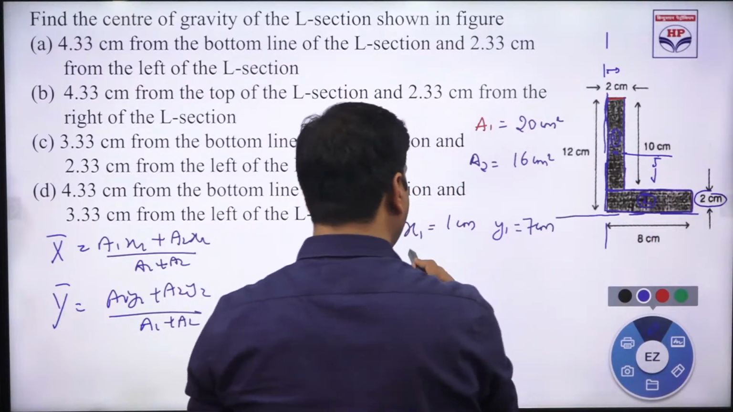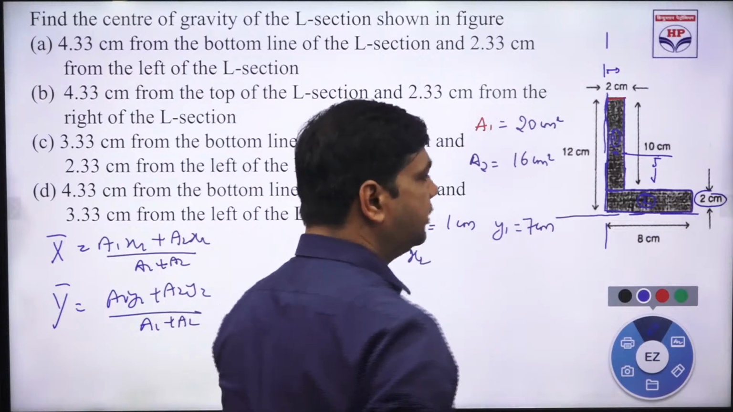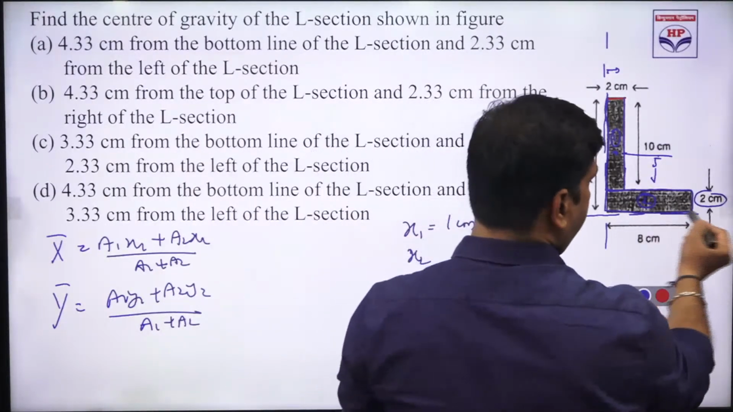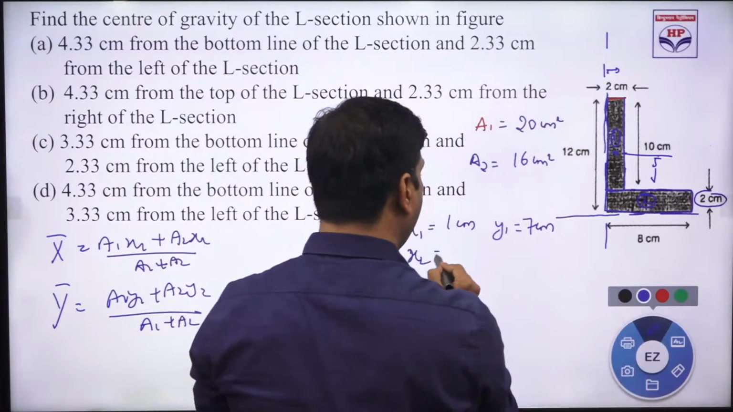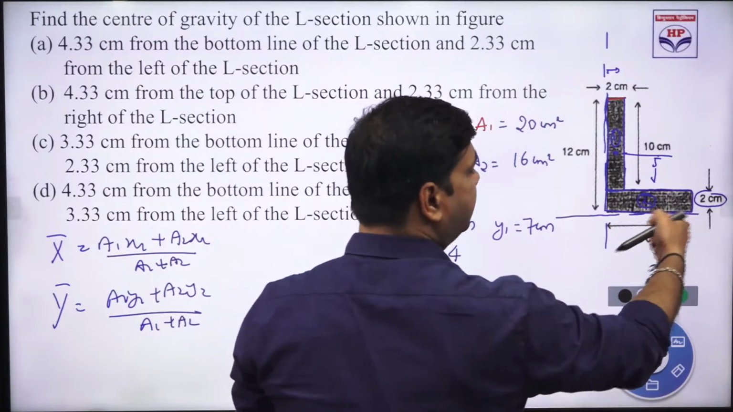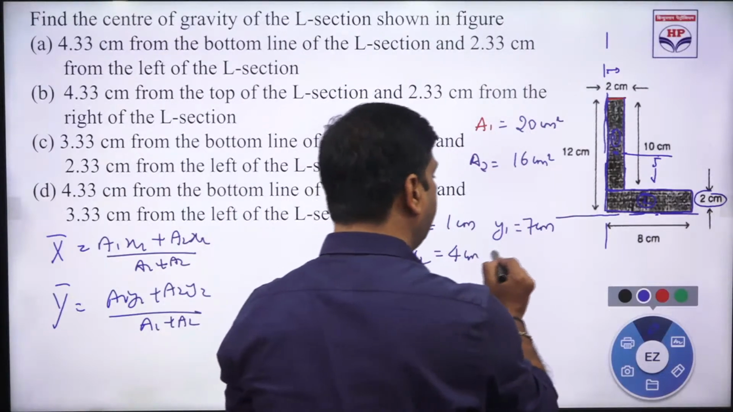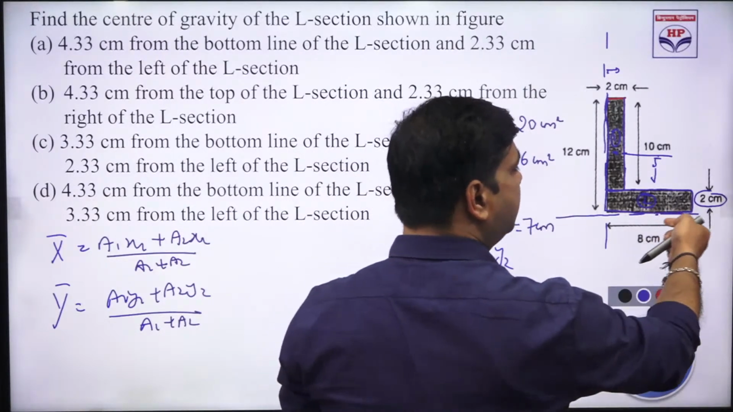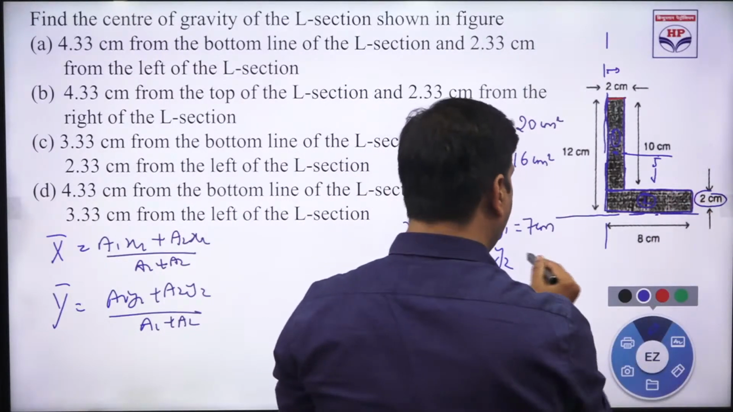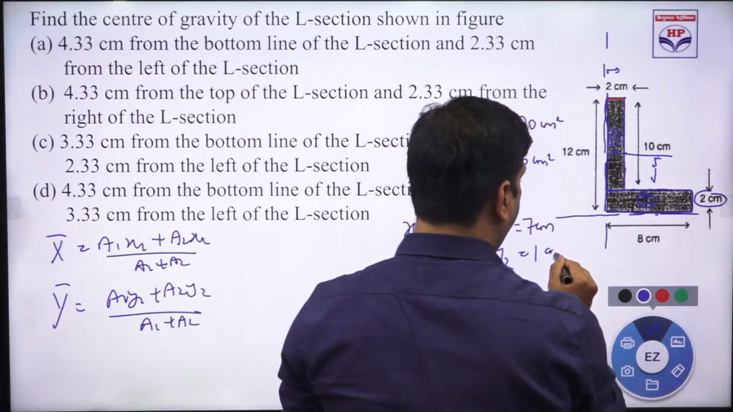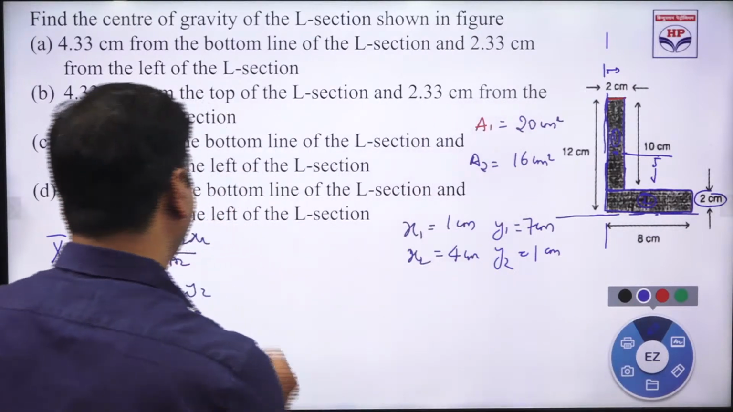Similarly, the x2 is 4 centimeter. This is 8 centimeter, so half of this is 4 centimeter. Now the y2 is the distance from the bottom axis, that is also 1 centimeter. So just put the values here and get the answer.